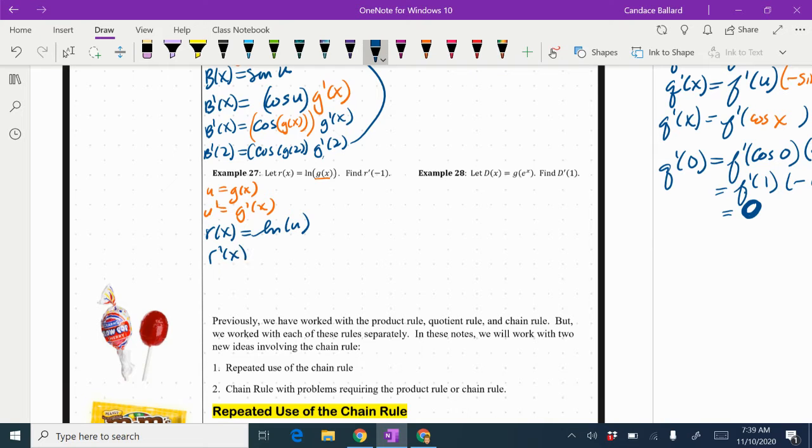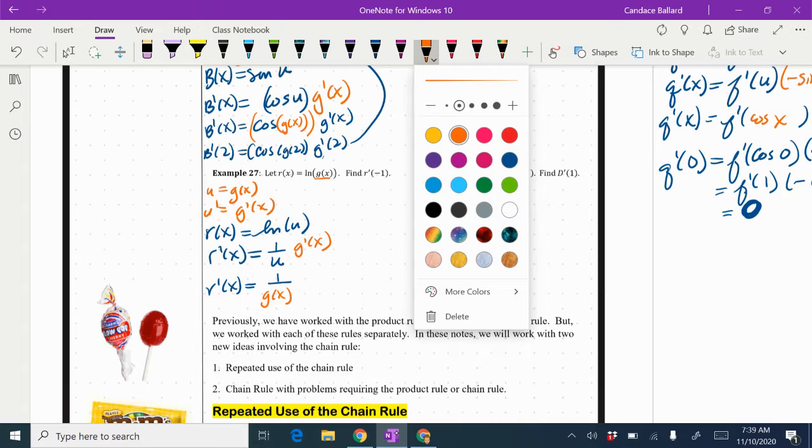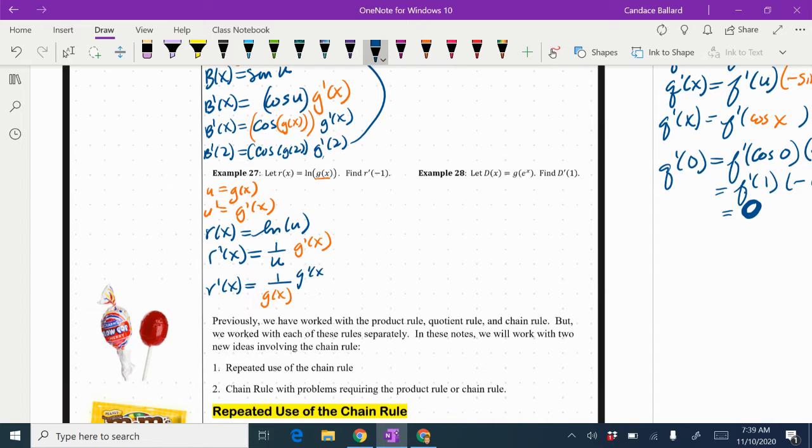And we're going to take our derivative. So we know the derivative of the natural log of u would be 1 over u. And then I multiply that by the derivative of the inside function, which is g prime of x. I am going to rewrite my r of x derivative with my u substituted in, which is 1 over g of x, and then times g prime of x. We are now going to substitute in the -1. So r prime of -1 equals 1 over g of -1 times g prime of -1.